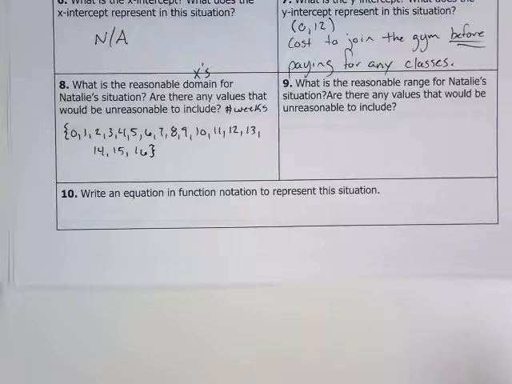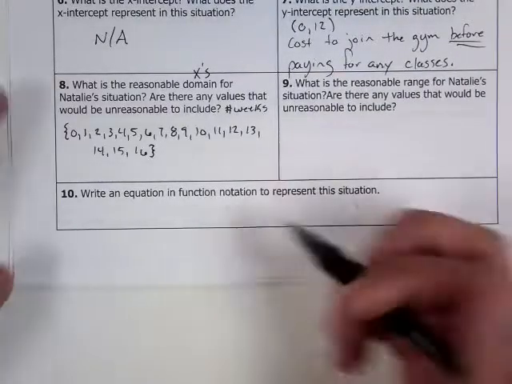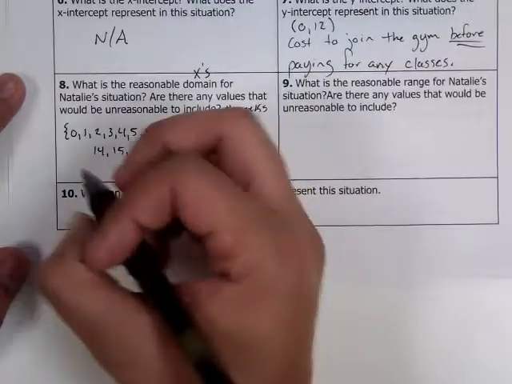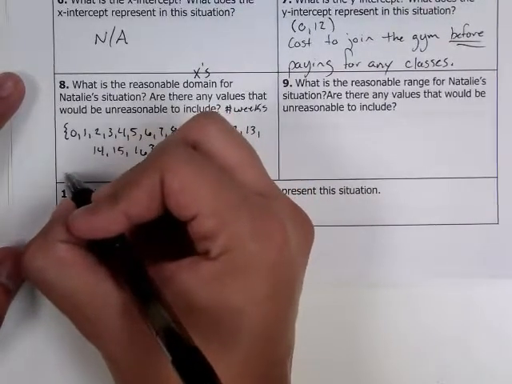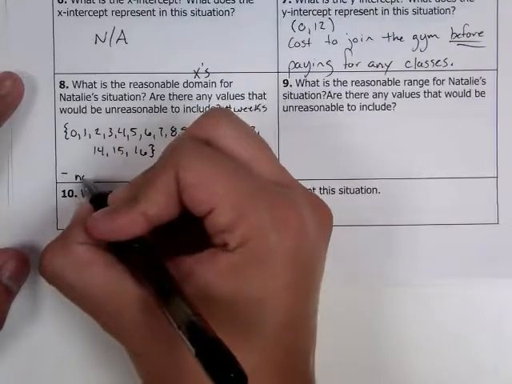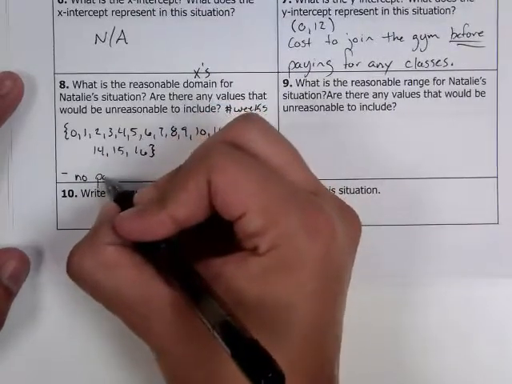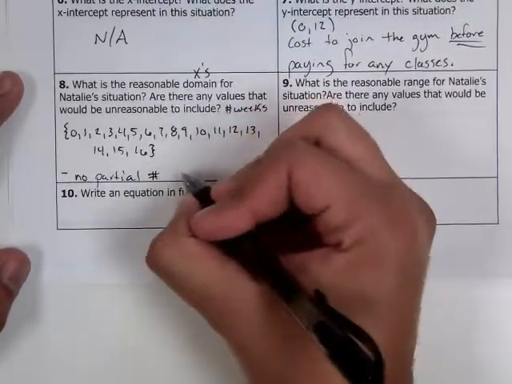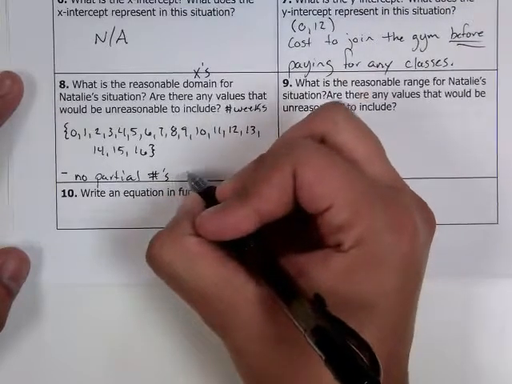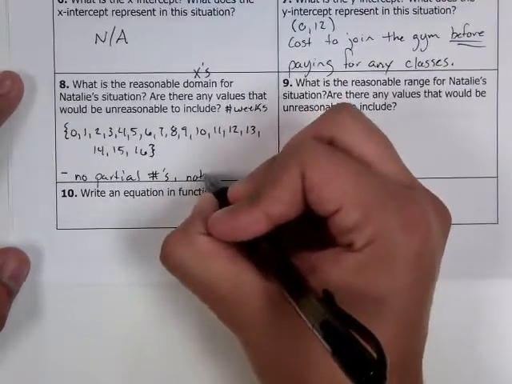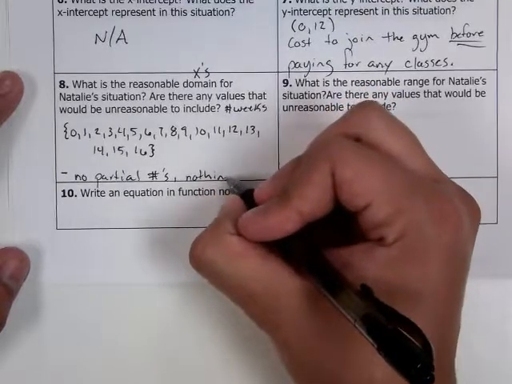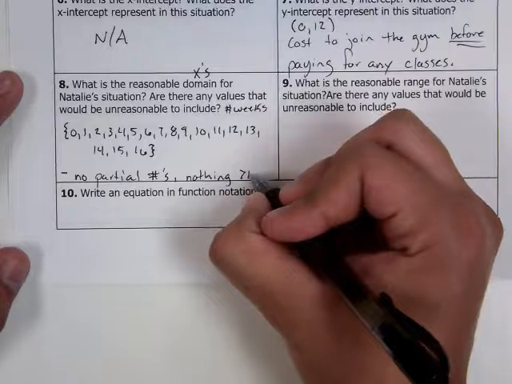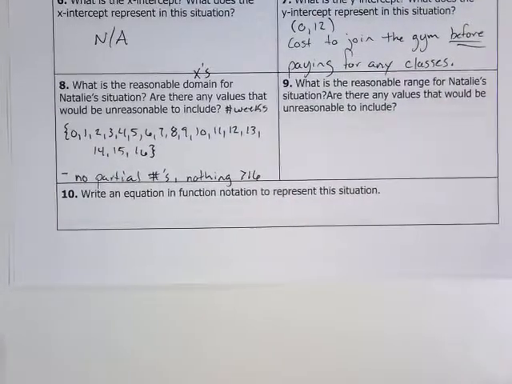Now, are there any numbers that aren't reasonable to include? And we're going to say partial numbers because we are paying for the membership in terms of weeks, not by the number of days she goes in the middle of a week. So if she goes 1.5 weeks, she's going to go ahead and pay for the whole 2 weeks. Or if she goes for 1.1 weeks, she's still going to go ahead and pay for the whole 2 weeks.